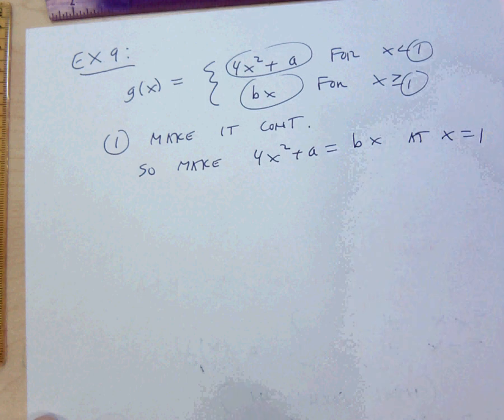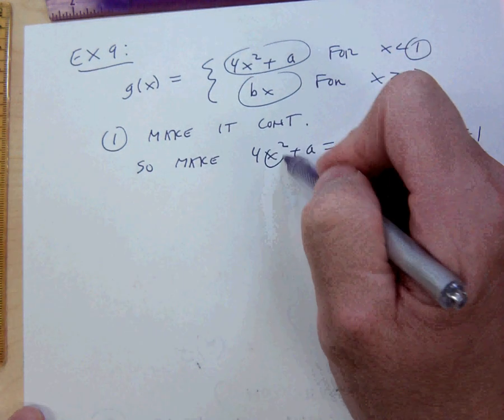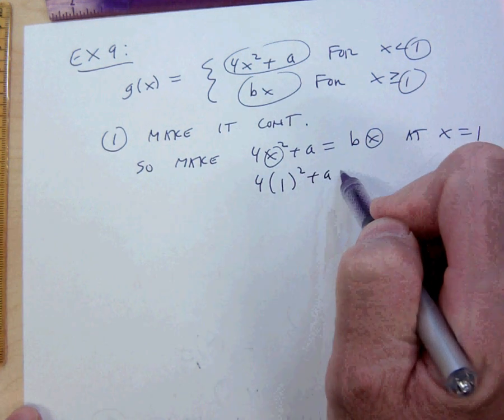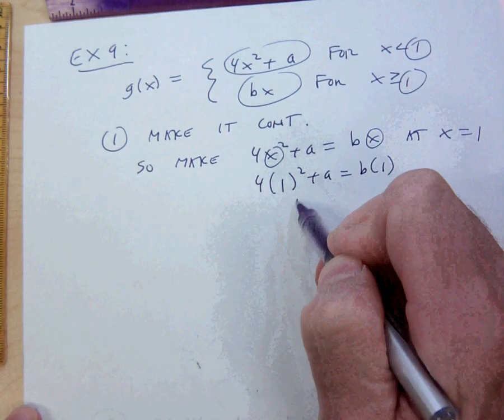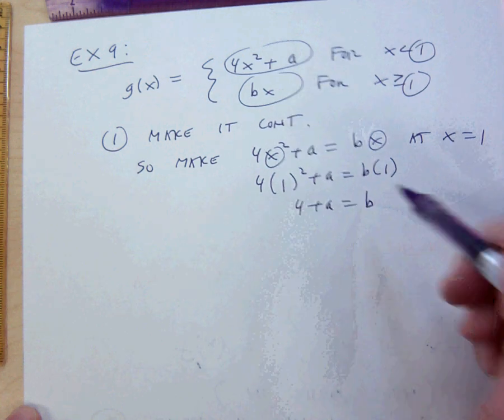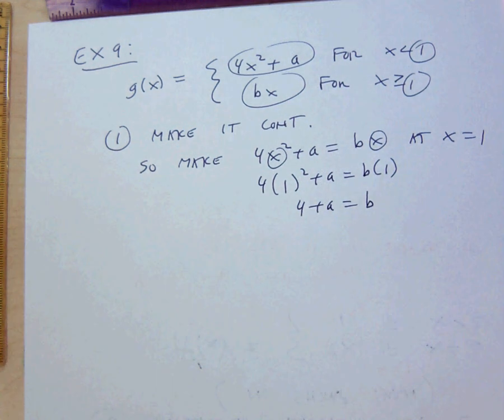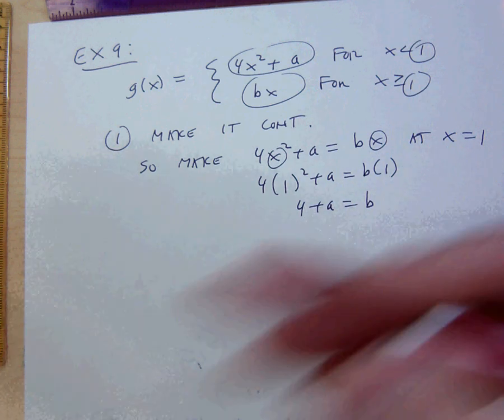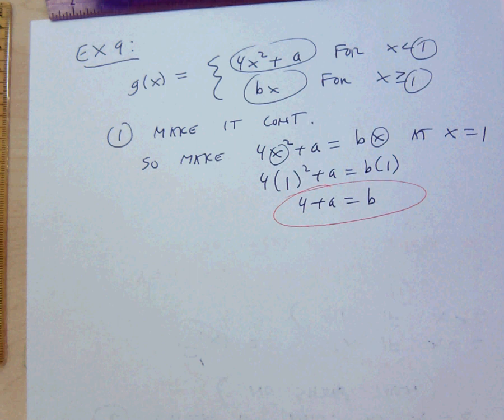Okay, so here we go. So what I'm going to do is I'm going to put the 1 there and the 1 there. You got it, guys? Simplify that, and you get this. Okay, so in order to make this function continuous, I'm going to have to make 4 plus a equal b. Now, I don't have enough information right now to find out what a and b are, but at least I have one piece of the puzzle, don't I? Okay. So I need 4 plus a to equal my b in order for it to be continuous.